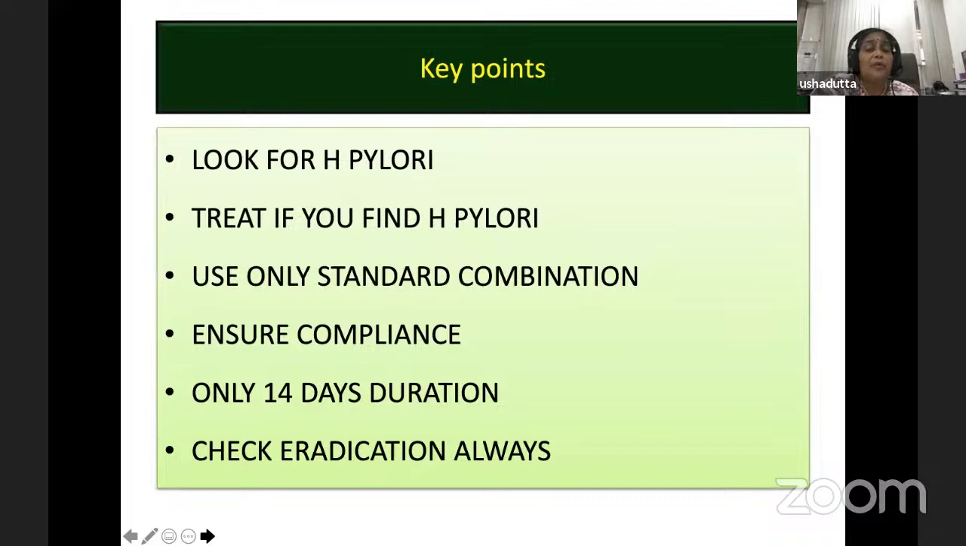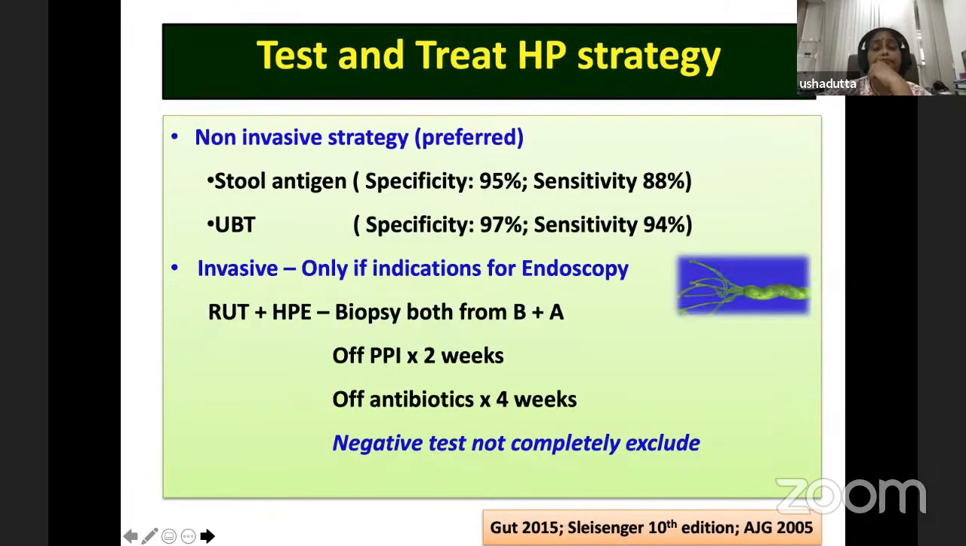So what are the key points in H. pylori management? Look for it. Treat it if you find it. Use only standard combinations. Ensure compliance. Very, very important. Ensure compliance. Spend a few minutes with your patient and ensure that he will take it. Only 14-day treatment duration is acceptable. No more 7 days and 10 days therapy. And check for eradication always.